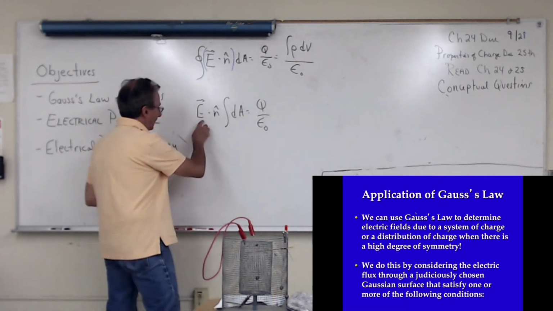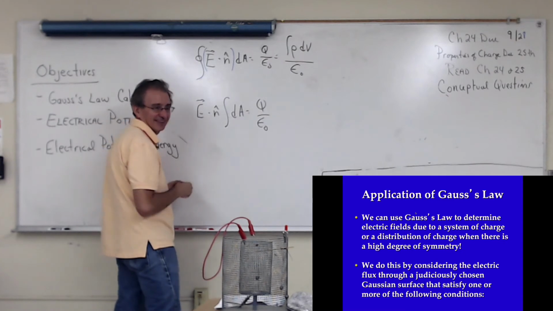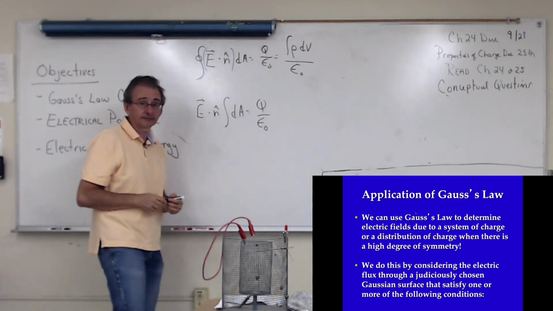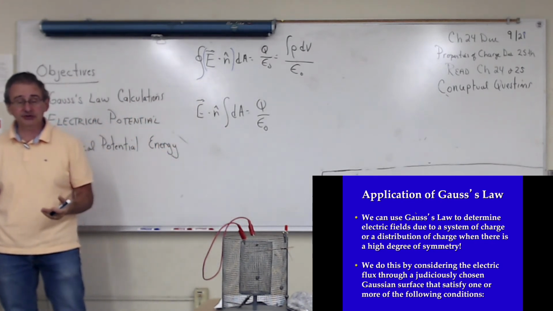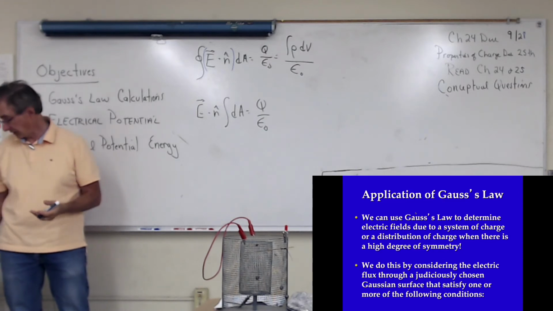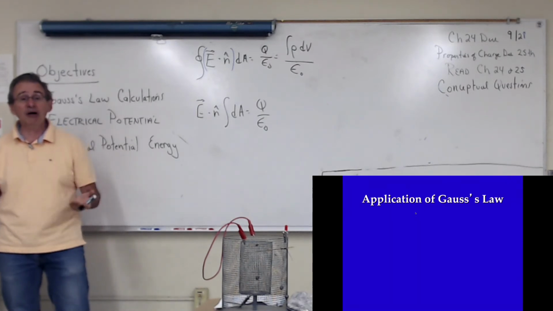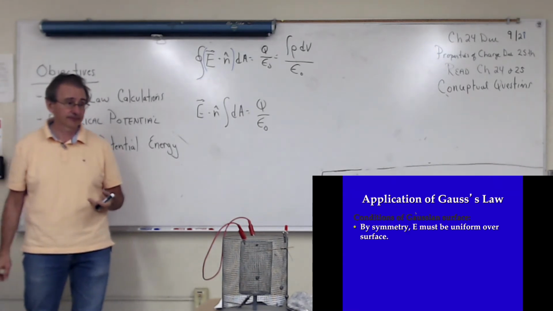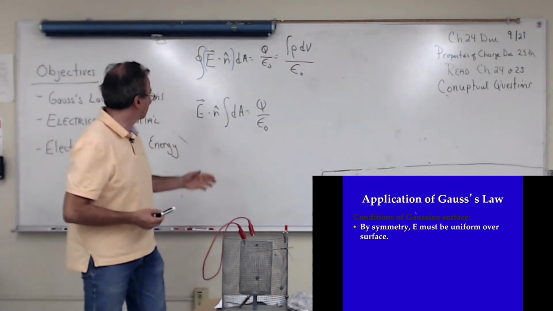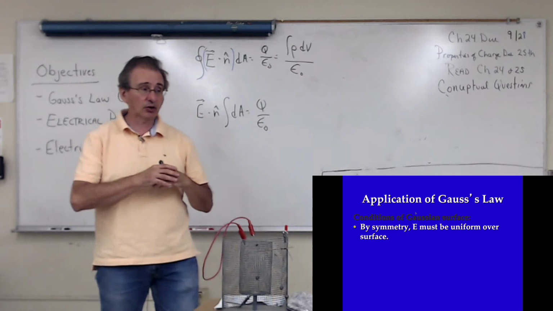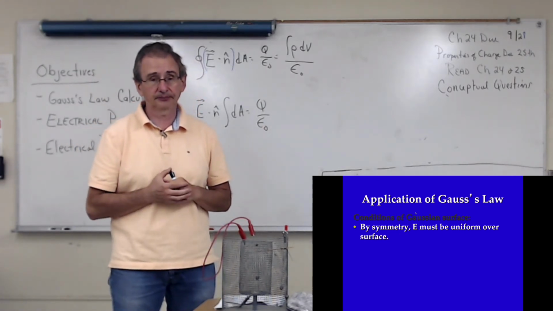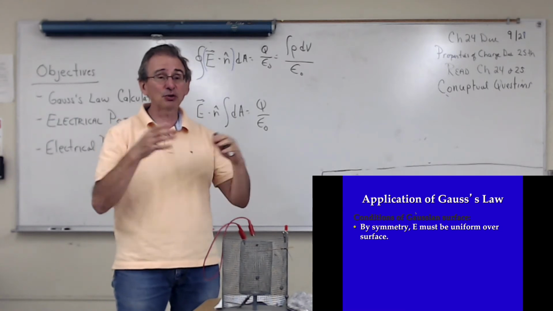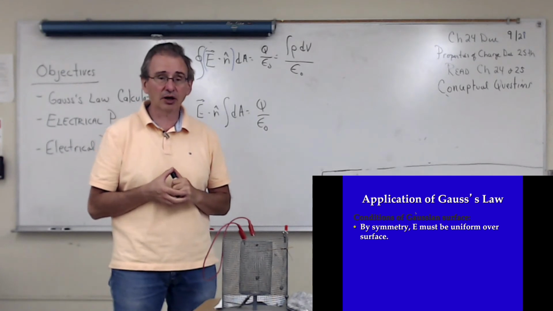Well, I do need to know the angle between these two vectors. And then I can solve for E. There are certain conditions for which we can do this. So let me list the conditions that will allow us to use Gauss's law to calculate fields. Number one, the electric field must be uniform over whatever imaginary surface we draw.